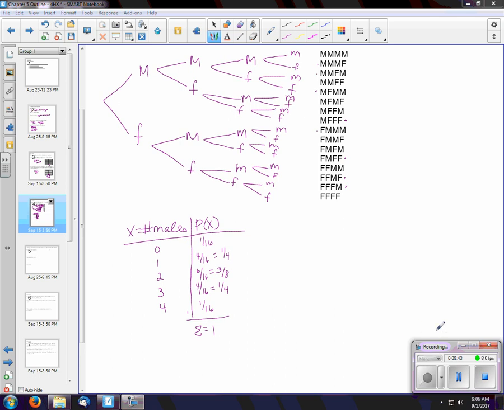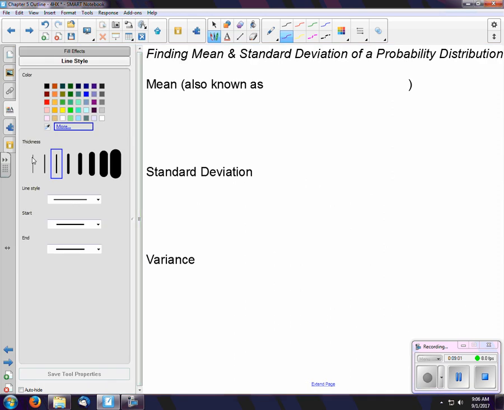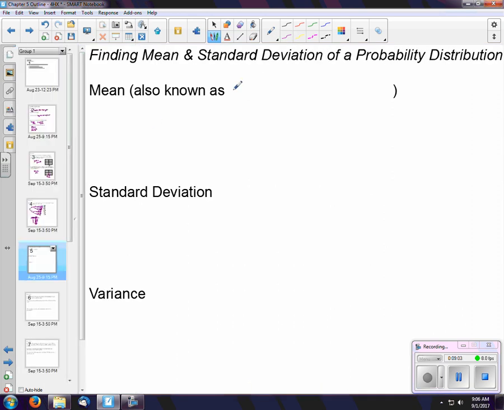As with much of what we have done this semester, something that comes in handy is being able to calculate the mean and standard deviation for a set of data. So let's talk about how you would calculate the mean and standard deviation of probability distributions. The mean has another name that's significant to us, and that is also known as the expected value. So those two things are used interchangeably.